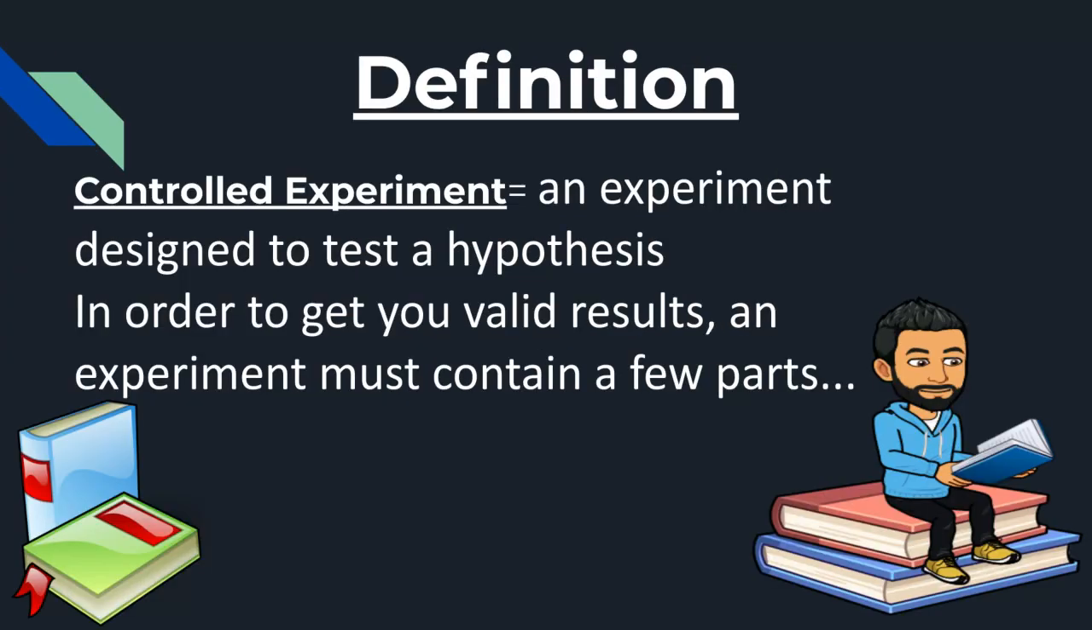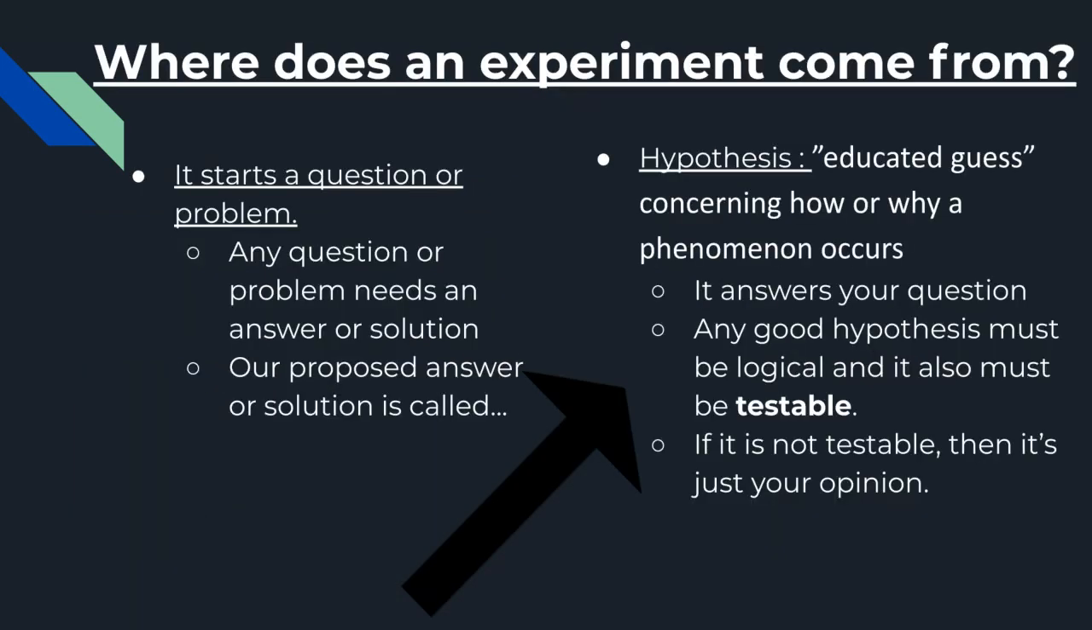First of all, the definition of a controlled experiment, which is the only kind of valid experiment, is an experiment designed to test a hypothesis in order to get you valid results. An experiment must include some things. So in a controlled experiment, if we want valid results, it has to have a few things included. The first thing is that you've got to start with a question or a problem. So a question you want to answer or a problem you want to solve. Any question that needs an answer, a problem that needs a solution would work, as long as we can find an answer by the end.